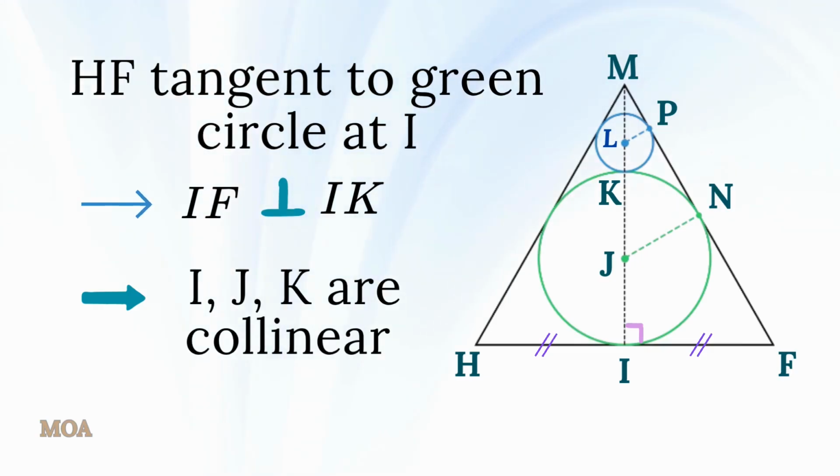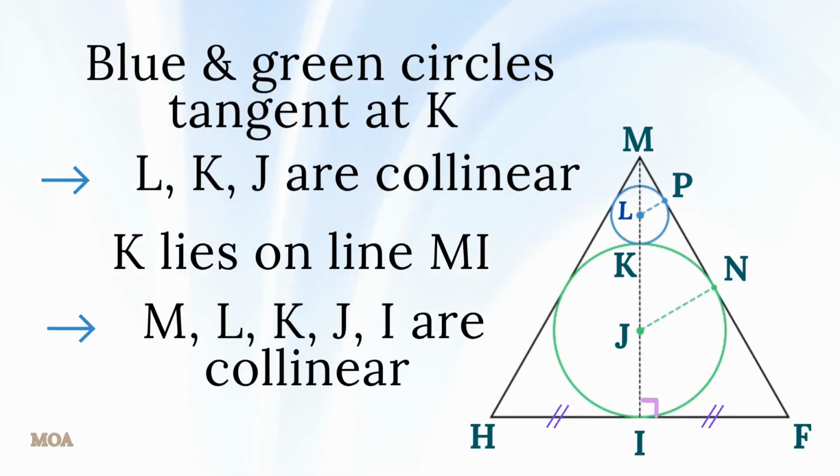This implies that IF and IK are perpendicular, establishing that the points I, J, and K are collinear. In addition, since the blue and green circles are tangent at K, their centers and the point of contact must lie on the same line. This means L, K, and J are also collinear. And since K lies on line MI, this proves that the points M, L, K, J, and I are collinear, lying along the triangle's axis of symmetry, which is MI.